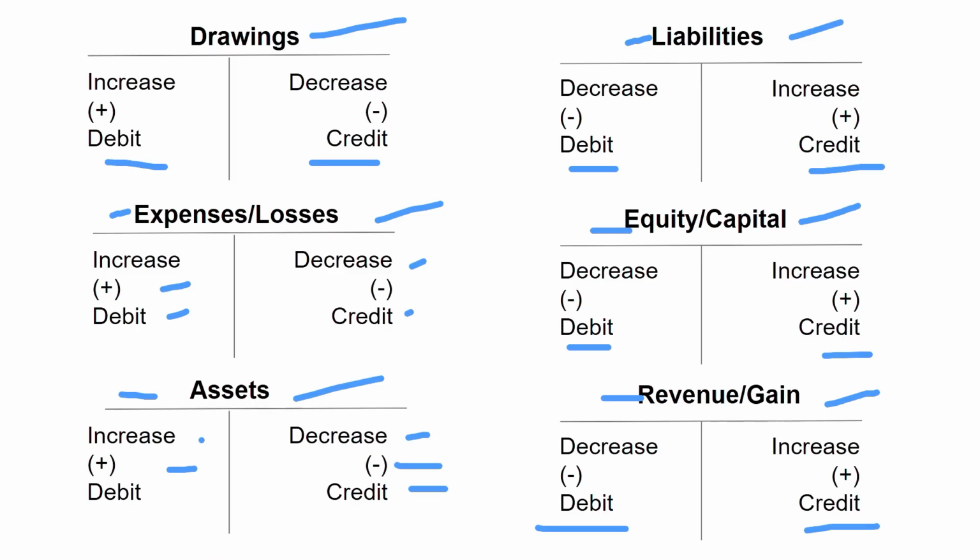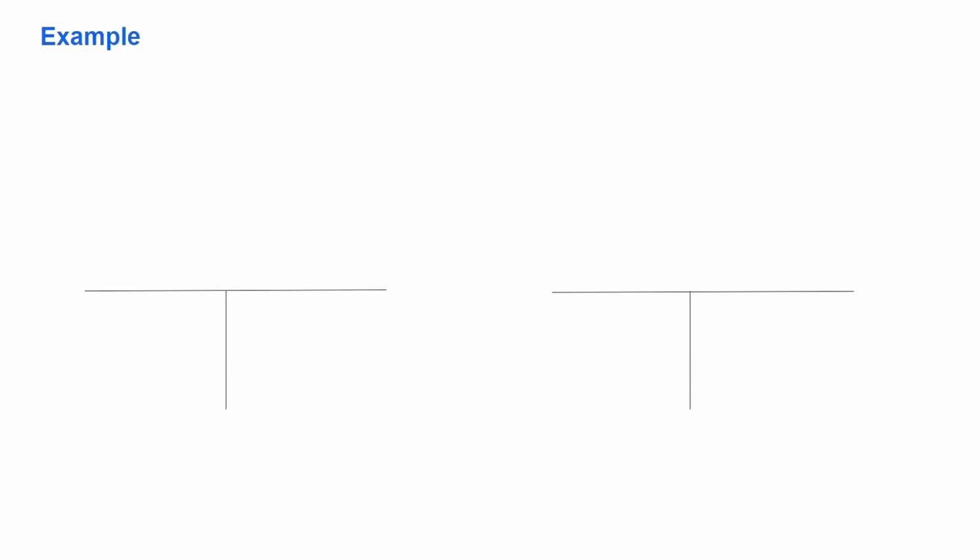Now, let's understand with the help of examples. Mr. A started business with cash rupees 5 lakh. Now, let's break this down. Not just the format, but why we debit one account and credit another account. That's what really matters in accounting.